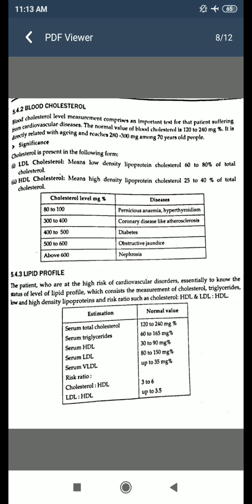Then significance of lipid profile: in alcoholic cirrhosis, the lipid profile remains on the higher side. The LDL value is found to be higher in atherosclerosis, impaired glucose tolerance, and acute relapsing pancreatitis. Triglyceride level increases in hyperthyroidism and CHD. Then the LDL to HDL ratio increases in diabetes.